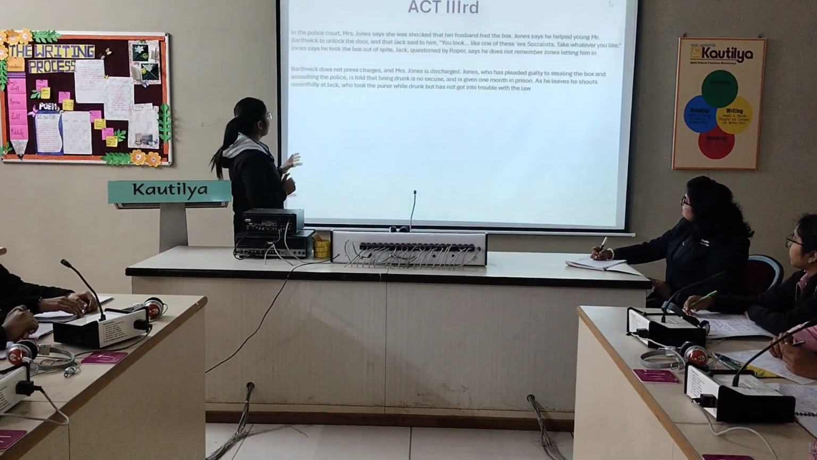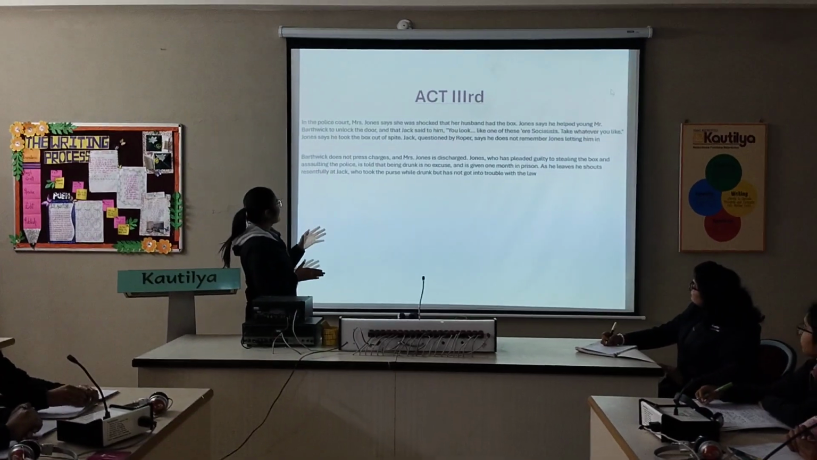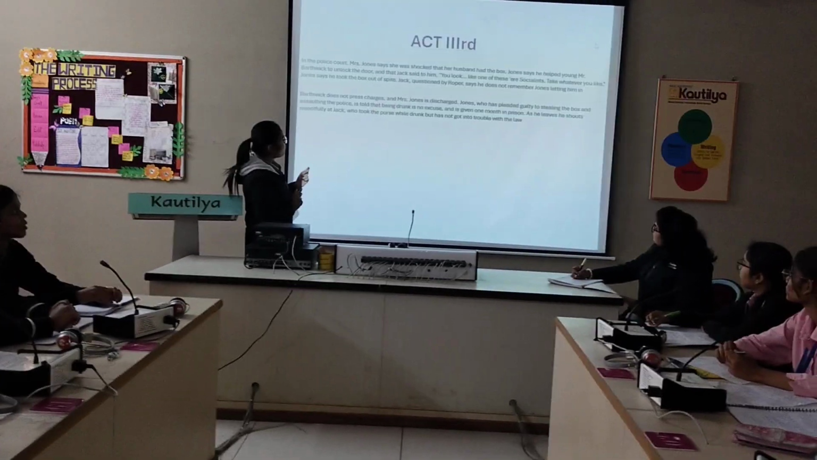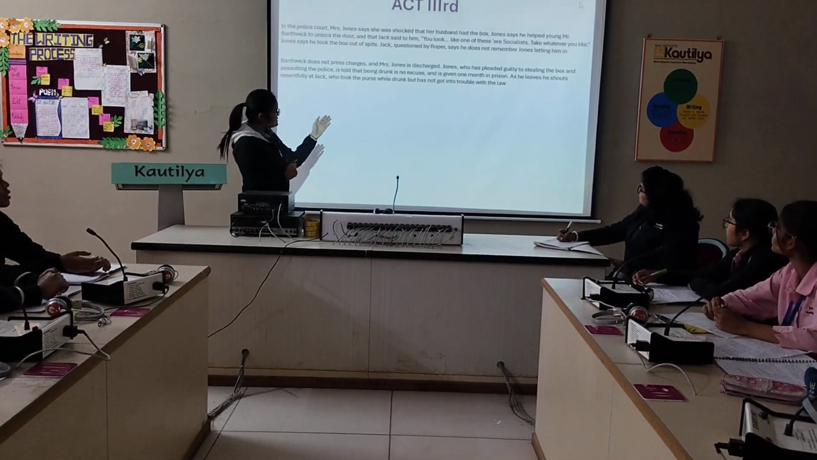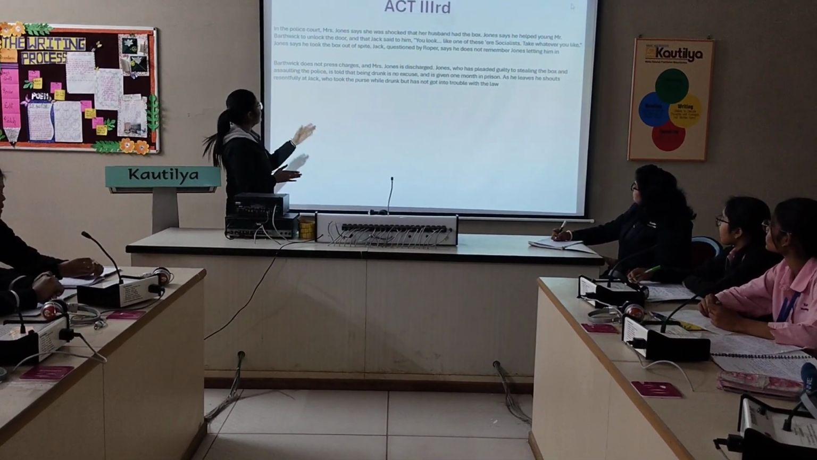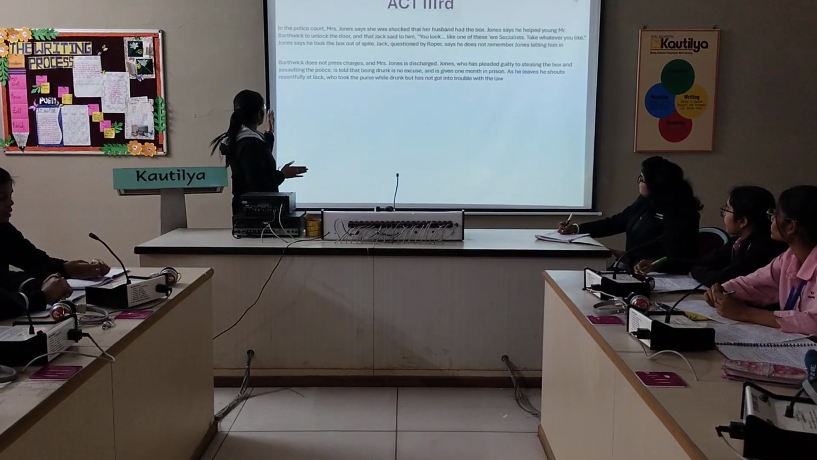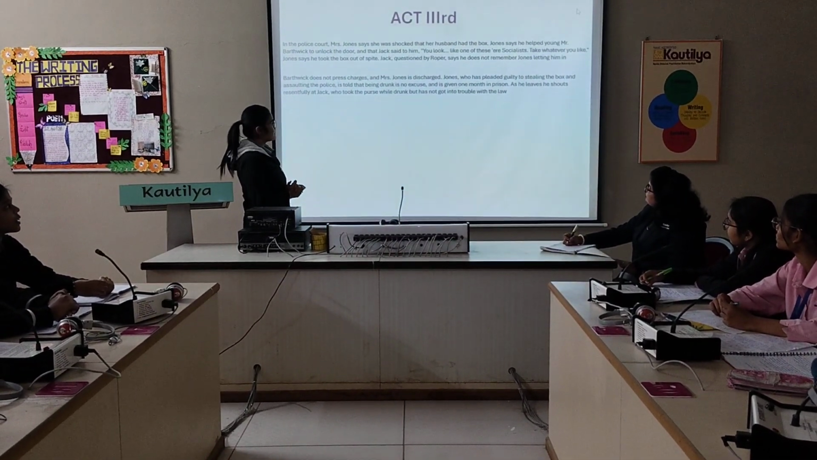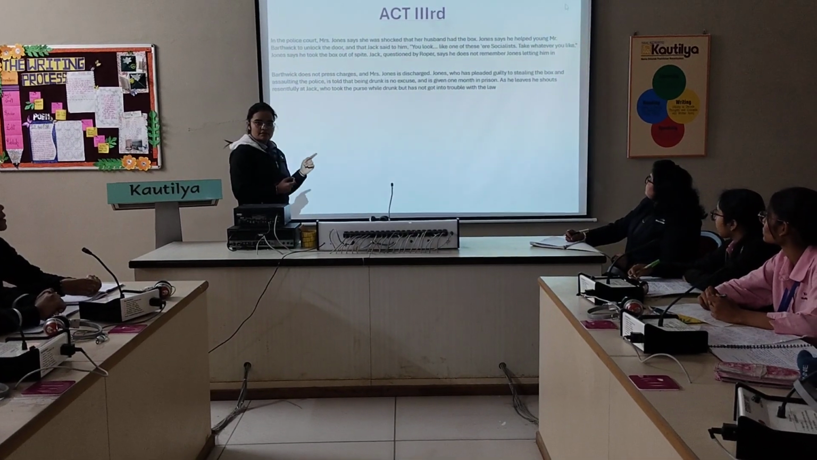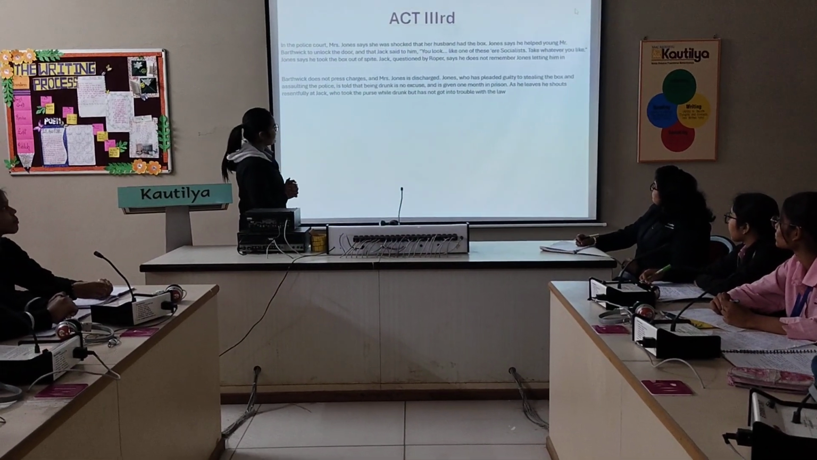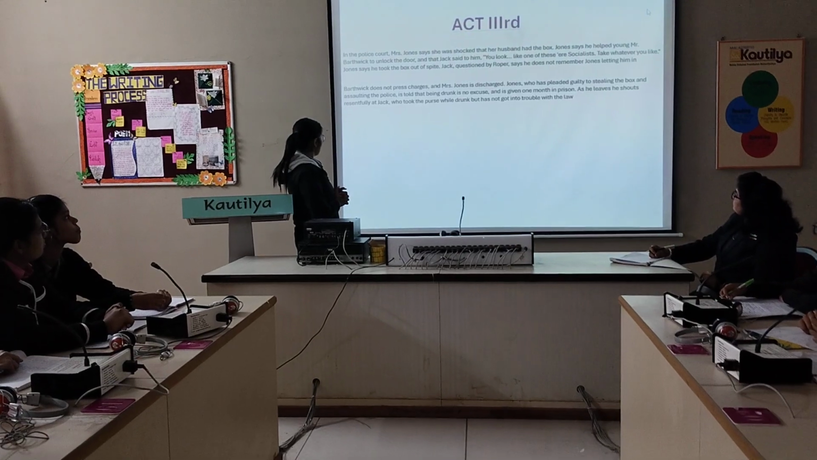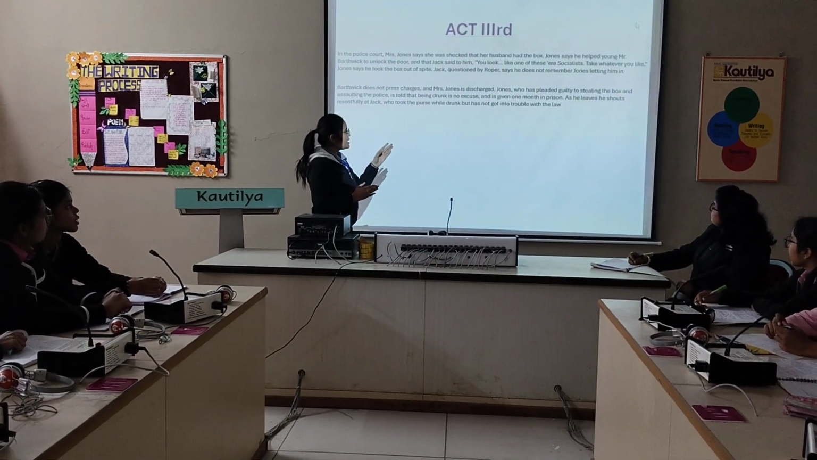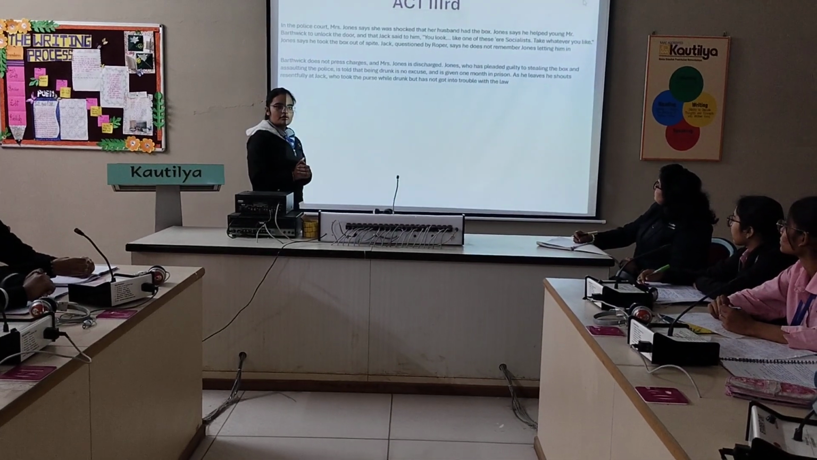Barthwick does not press charges, and Mrs. Jones is discharged. Jones, who has pleaded guilty to stealing the box and assaulting the police, is told that being drunk is no excuse and is given one month in prison. As he leaves, he shouts resentfully at Jack, who took the purse while drunk but has not got into trouble with the law.